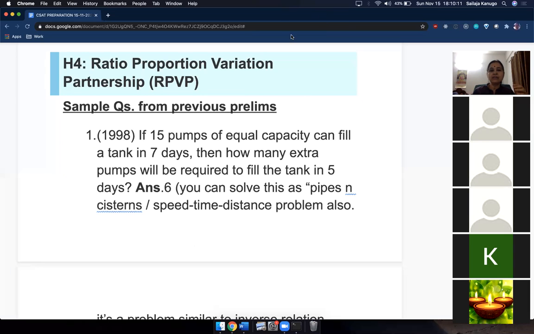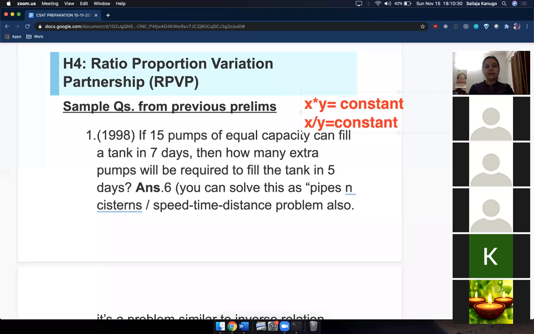So in inverse variation, you always multiply the two. In the inverse one, you will say x into y is constant, right? Whereas in direct variation, the ratio, as she has told, x by y will be constant. This will be a direct variation. And in inverse variation, x into y is constant, right?